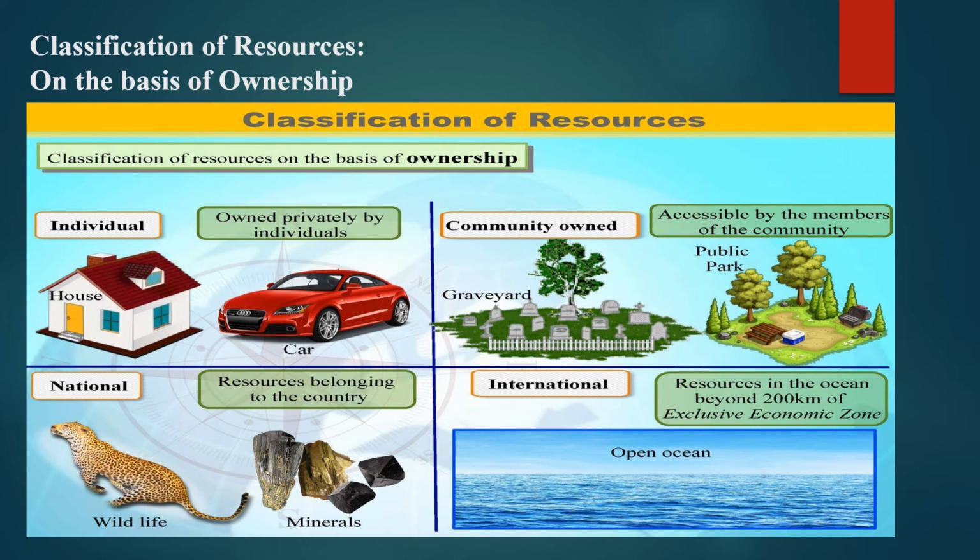On the basis of ownership, we have individual resources that are owned privately by individuals, like a house, a car, and also a farmer having his own land. Community-owned resources are accessible to all the members of the community, for example public parks, playgrounds, village ponds, etc.